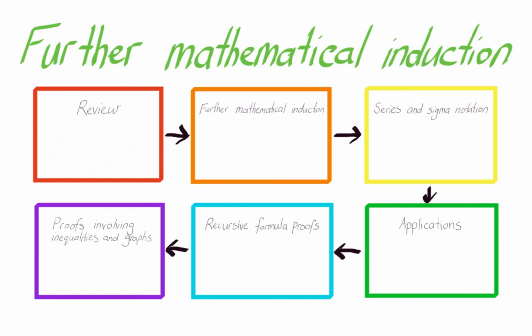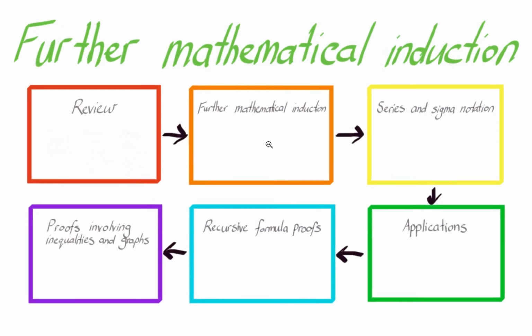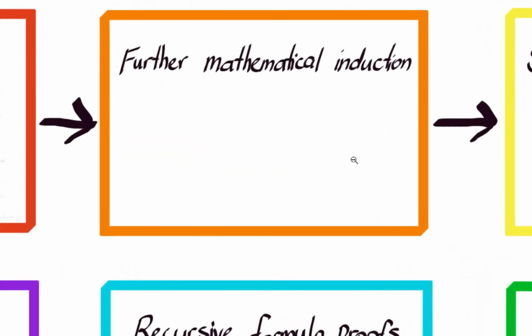This is part 2 of further mathematical induction. In part 1 we did a review of the process of mathematical induction and looked at some standard questions. Now we're going to have a look at some propositions where maybe they're only true for even or odd values of n. So we'll do 2 examples to help us understand how to solve these types of questions. Let's get started with example 1.